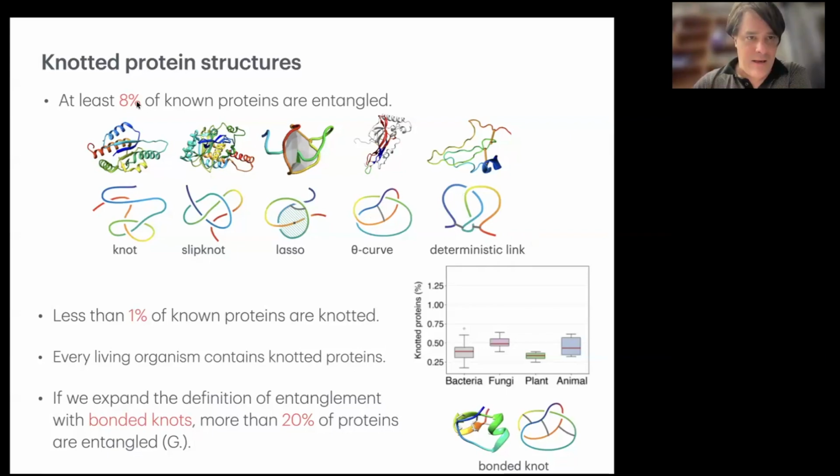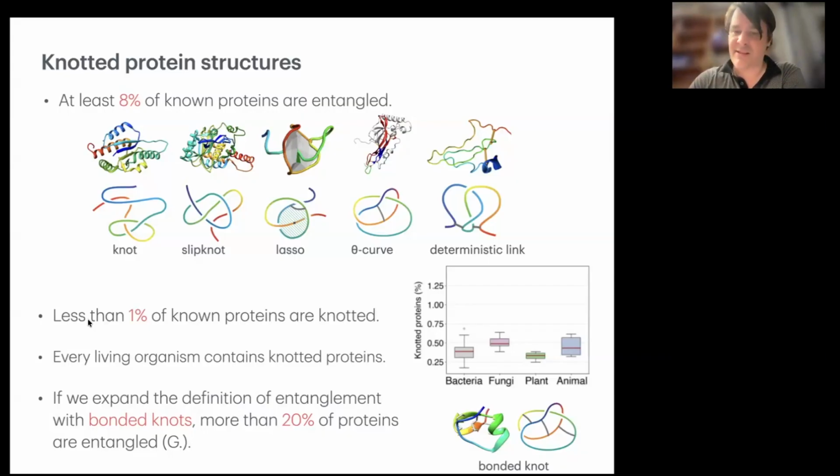I'm not sure what this 8% means. I think that this 8% is referring to lasso proteins. I think there's a bit of a mistake, but we know from AlphaFold now, the big database with 200 million structures, that somewhat less than 1% of proteins are knotted, which still is a big number considering how many proteins there exist.